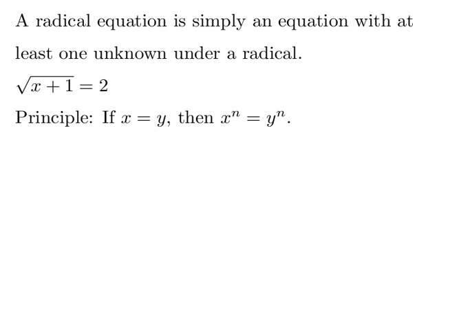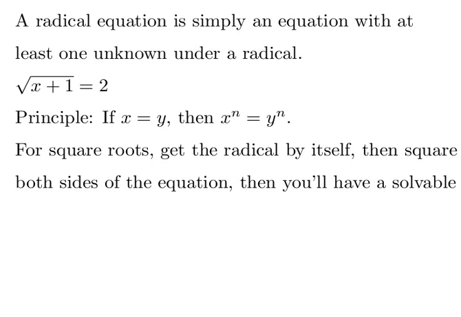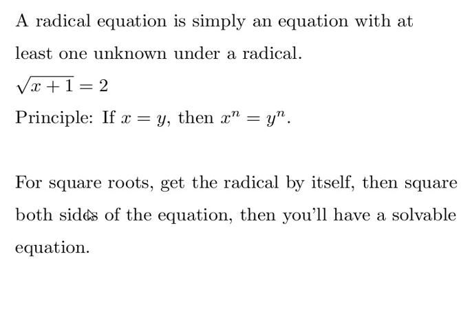For square roots, I'm going to go ahead and write this down. For square roots, get the radical by itself, then square both sides of the equation, then you'll have a solvable equation. So for square roots, you want to get the radical by itself through algebraic manipulation. Then you square both sides of the equation. Then you'll have a solvable equation.